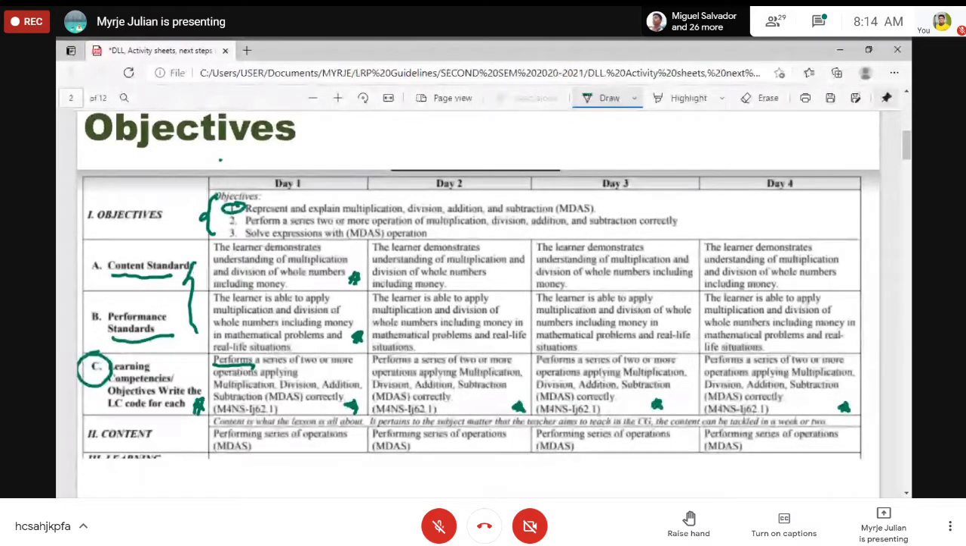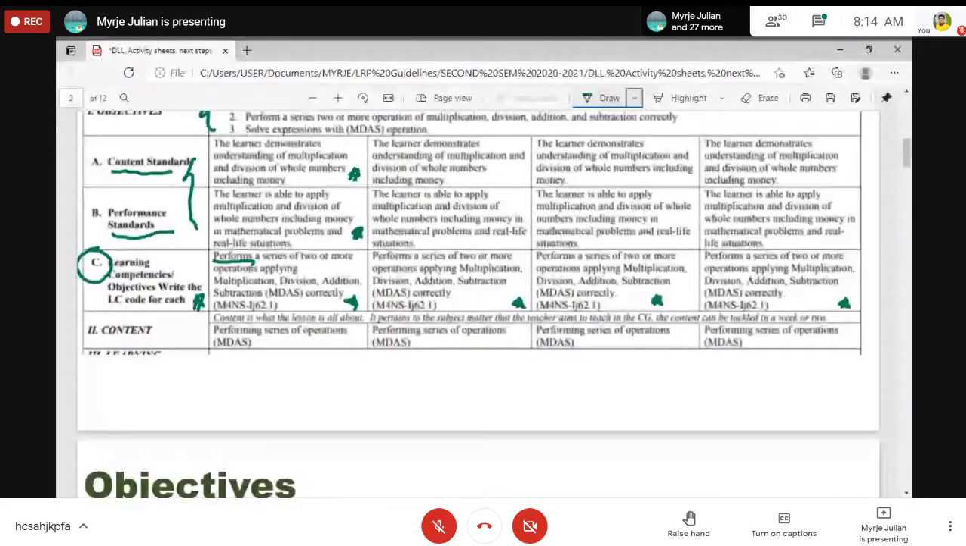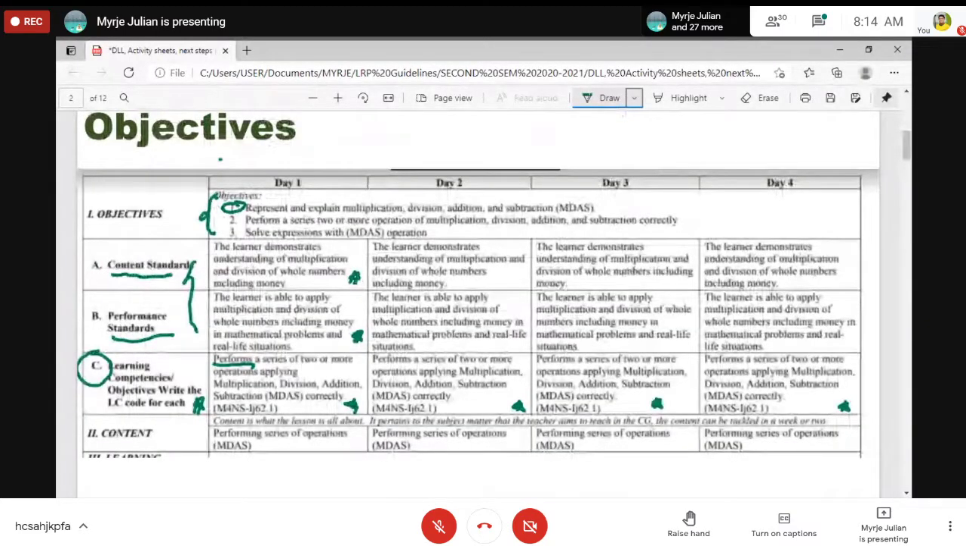Next. By the way, do you have questions before we move on? I still have more examples in terms of objectives.